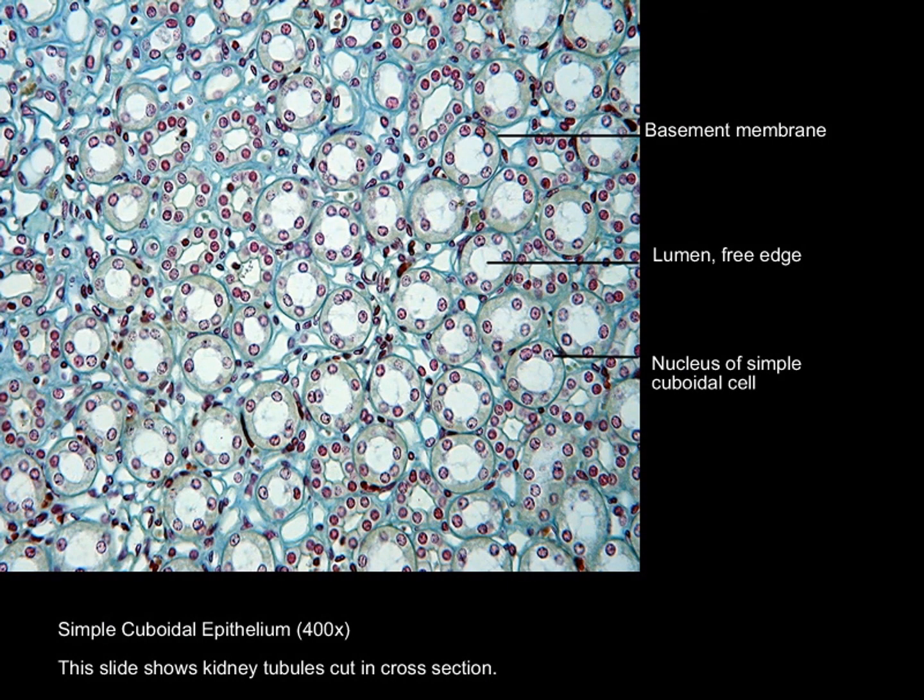All right, it's a great time to review. What is the general tissue type of this picture? Epithelial tissue. And the specific name is simple cuboidal. Okay, so again, you're looking at kidney tubules, you're looking at lots and lots of them in there.